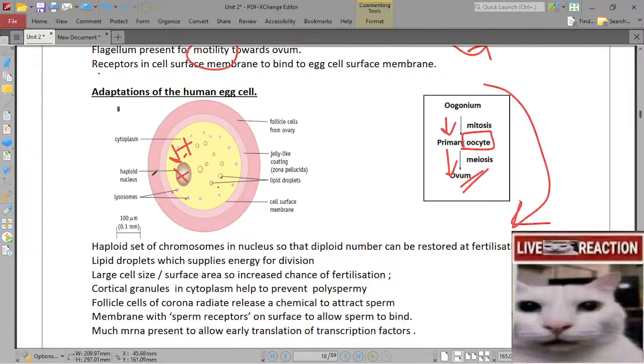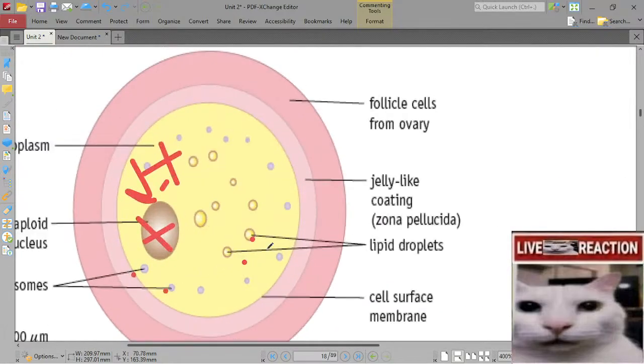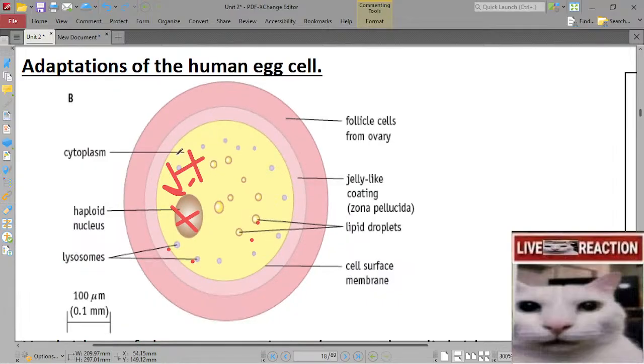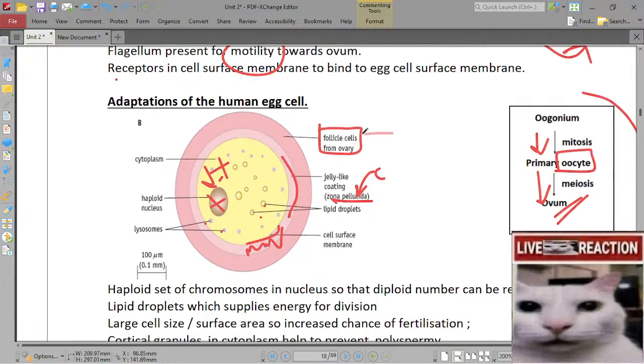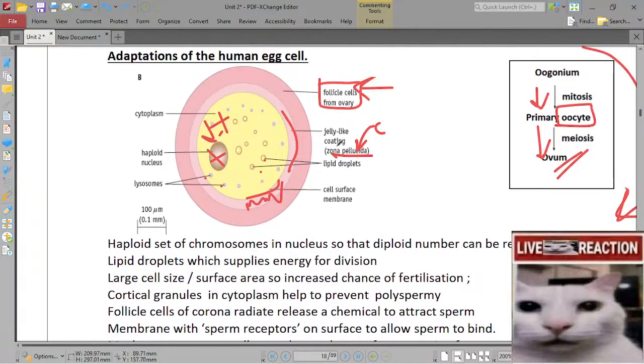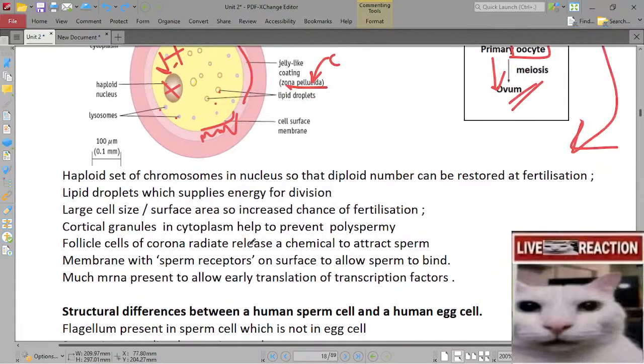Now, what else? You have lipid droplets, you have lysosomes. Then on the outer edges, you have the cell surface membrane over here. So you can imagine some kind of bumps for binding. You have a jelly-like coating, which is called the zona pellucida. Maybe you can think of this as the capsule in prokaryotes, but I don't know. And then you have follicle cells from the ovary. I don't think it's necessary to know that it's from the ovary, but it's extra information.